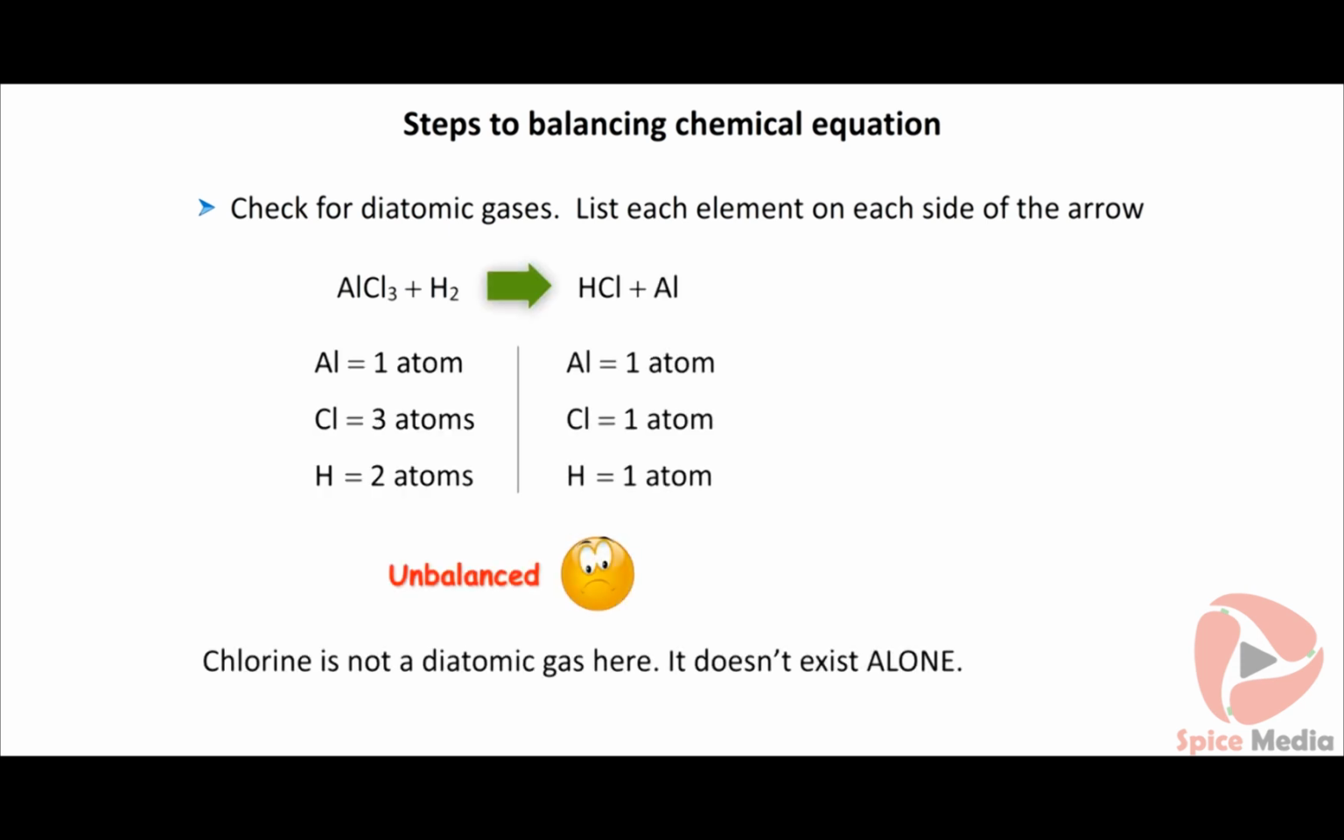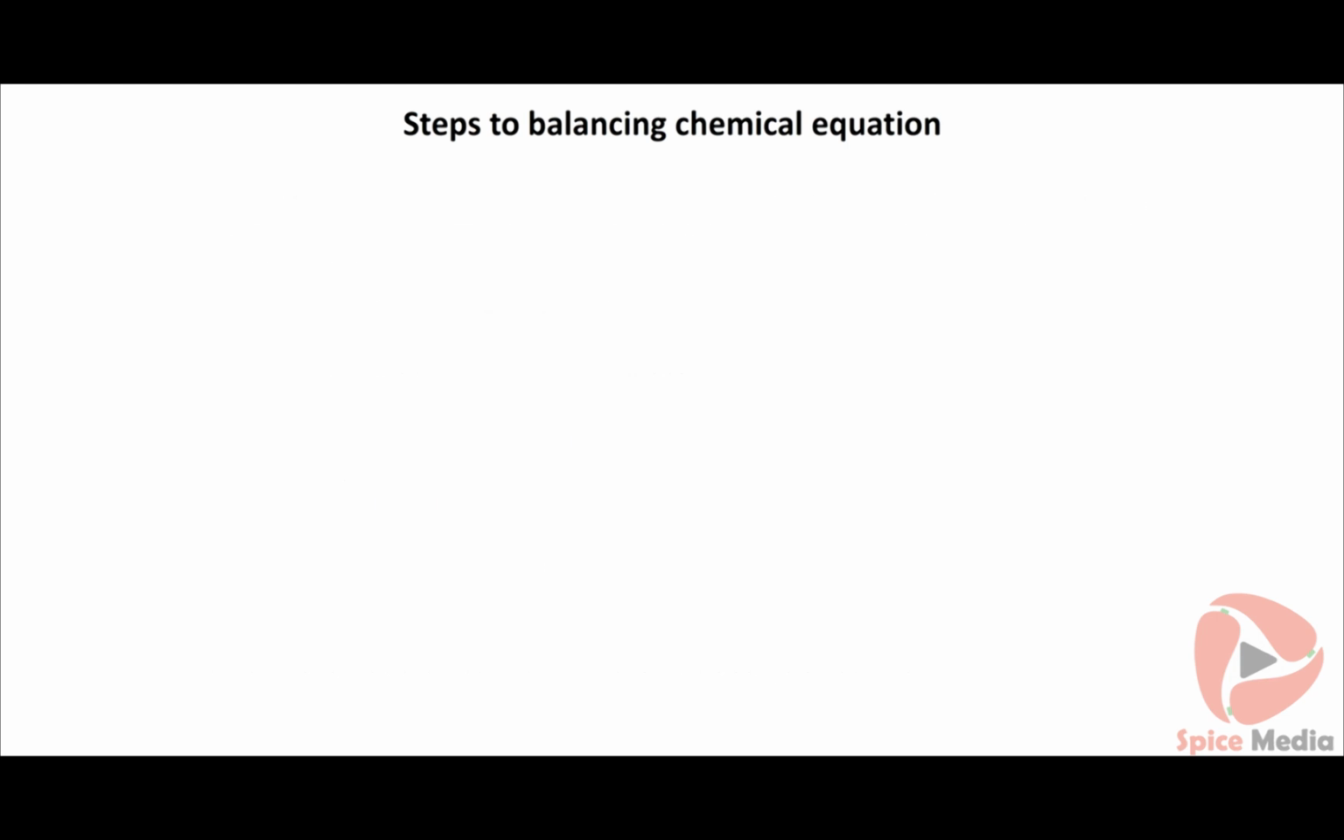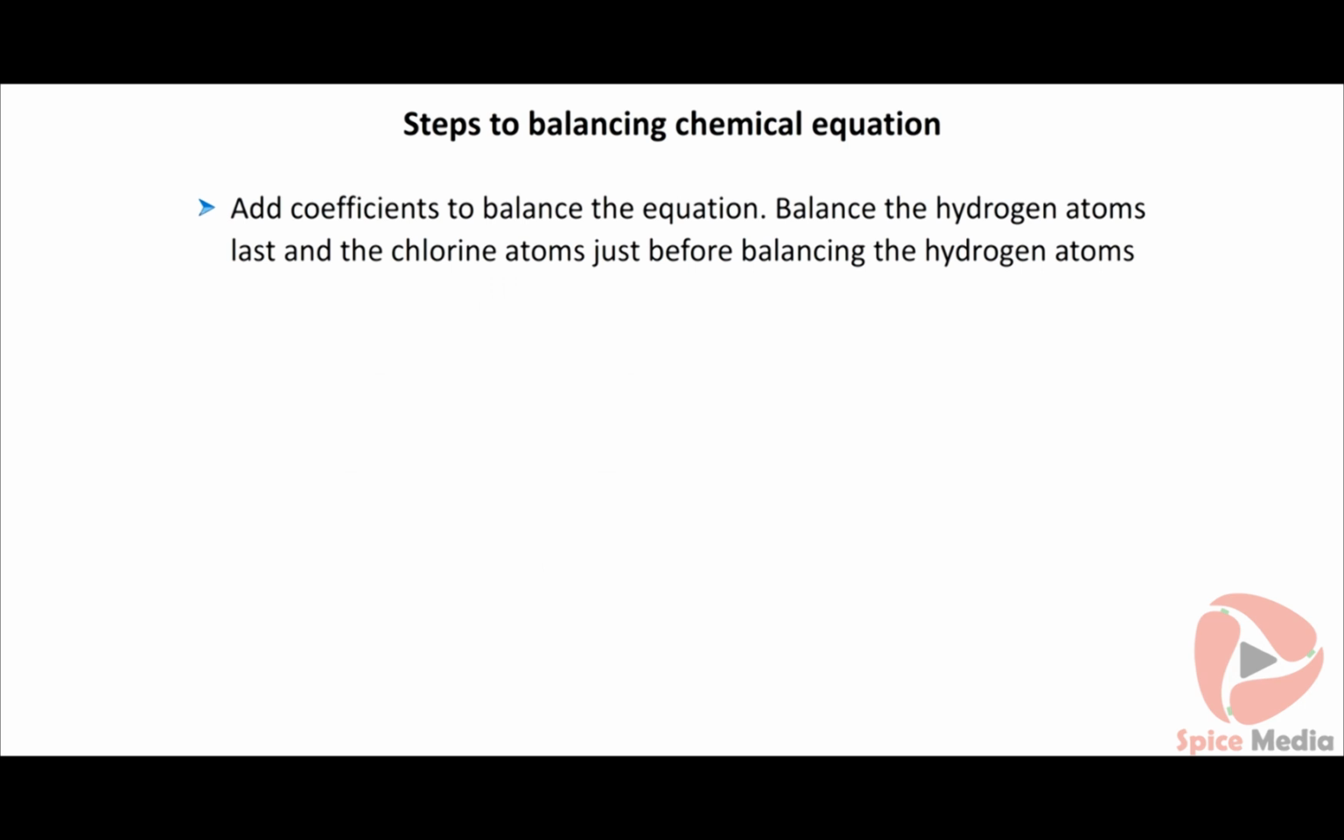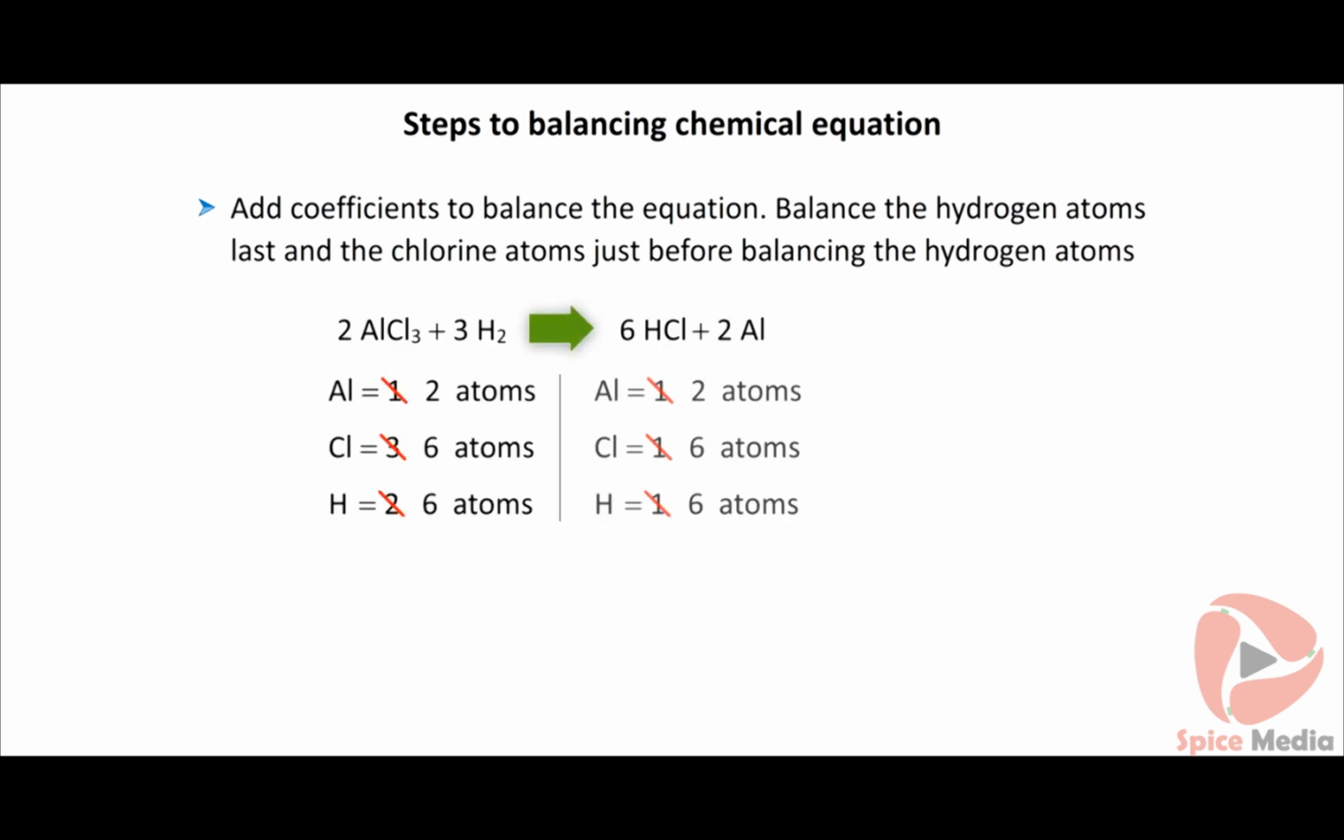They are hydrogen, bromine, chlorine, iodine, fluorine, nitrogen, and oxygen. The chemical formulas for the 7 diatomic molecules are H2, Br2, Cl2, I2, F2, N2, and O2 respectively. Here chlorine is a diatomic gas, but it doesn't exist alone. Add coefficients to balance the equation. Balance the hydrogen atoms last and the chlorine atoms just before balancing the hydrogen atoms.